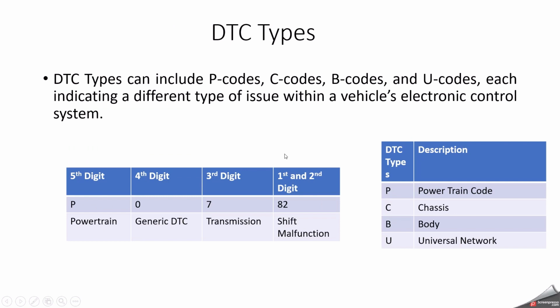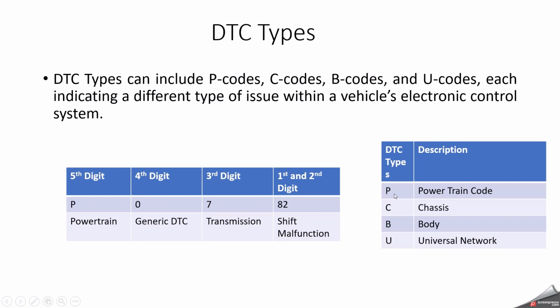DTC types. Whenever you are seeing a DTC, you want to understand it, right? You have to interpret the DTC. For that, we have to understand the DTC types. Basically, majorly we have P code, C code, B code, and U code. P means powertrain code, C means chassis, B means body, U means universal network. So whenever a customer delivers some DTC relevant details, by seeing the DTC type, you can understand what kind of DTC it is.